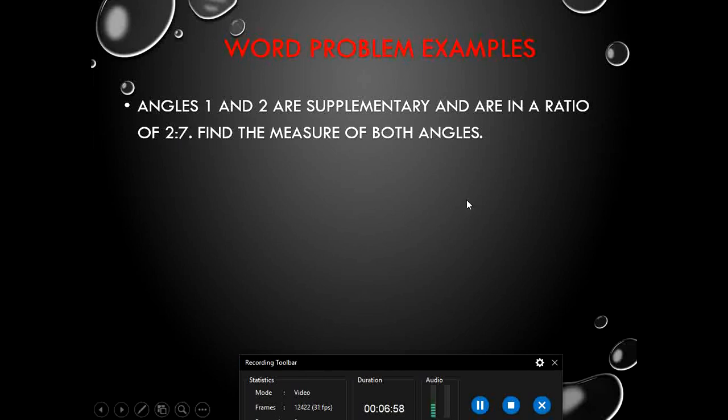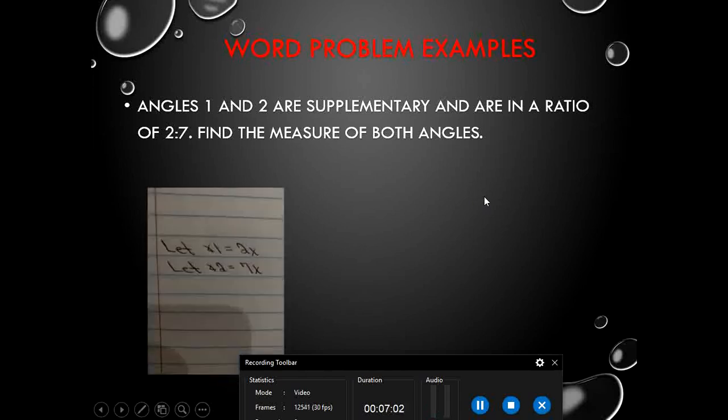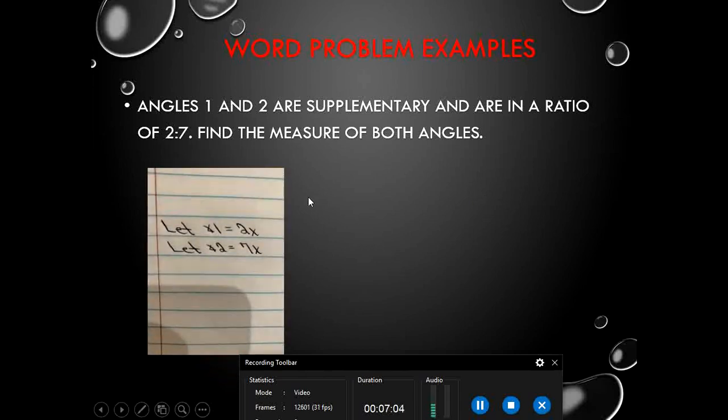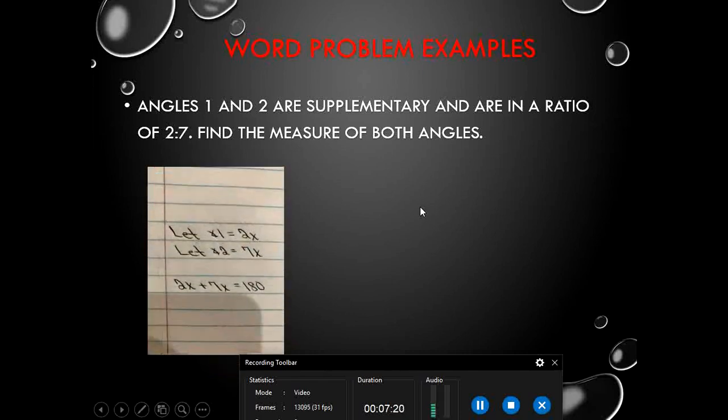So what I'm going to do first is write two let statements like we did in algebra. Angle 1 is represented by 2x. x is some multiplier that will tell us how to change our angle measure so that I maintain the ratio of 2:7. And the second angle, angle 2, is represented by 7x. Because I know that the angles are supplementary, I'm going to write an equation where I show that the angles add up to 180 degrees.